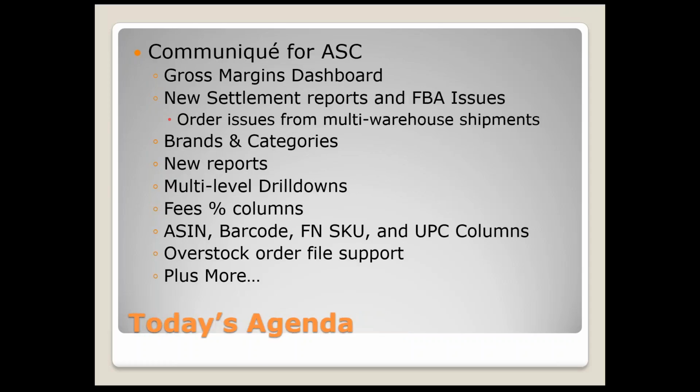All right, let's look at today's agenda for Communique for ASC. We're going to talk about a brand new gross margins dashboard we added. There are some new settlement reports and a couple of FBA issues we want to discuss. There are some order issues, particularly items for multi-level warehouse shipments that pose a particular problem. You're able to find these in reconciliation, and we'll explain in a little more detail why this happens the way it does. This particular release features a brand new brands and categories section, so that now you can associate SKUs and then sales with brands and categories.